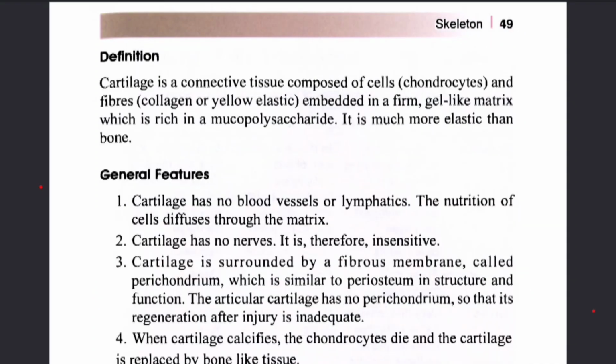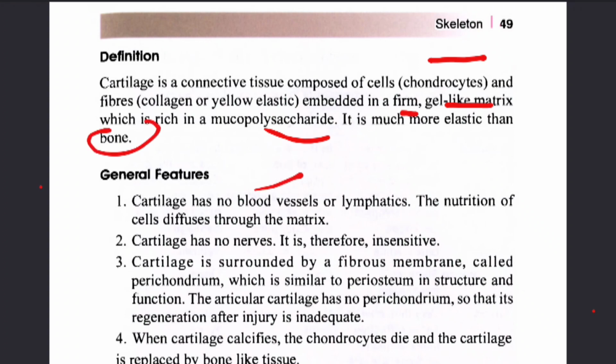Now we'll discuss a little bit about the cartilage. By definition, cartilage is a connective tissue, as I have told, composed of cells called chondrocytes. The bone cells are called osteocytes. And the fibers, collagen or yellow elastic fibers, are embedded in a firm gel-like matrix which is rich in mucopolysaccharide. It is much more elastic than bone. Okay. So let's look at the general features.